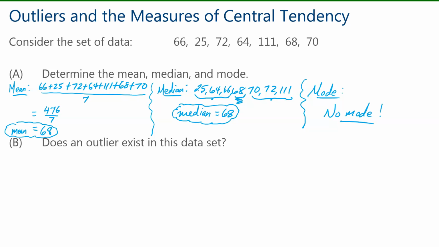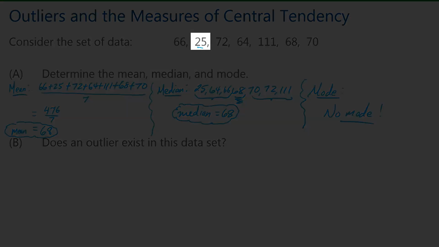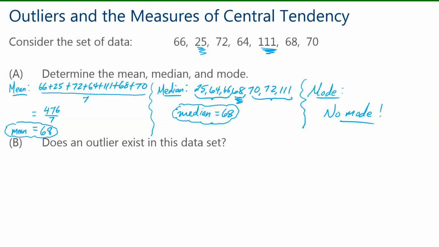B. Does an outlier exist in this data set? When we have a close look at our data values, there are actually 2 that stand out, those being 25 and 111. The 25 is significantly less than the other values, whereas the 111 is significantly greater. So to answer our question, does an outlier exist? Yes, 25 and 111 are outliers.